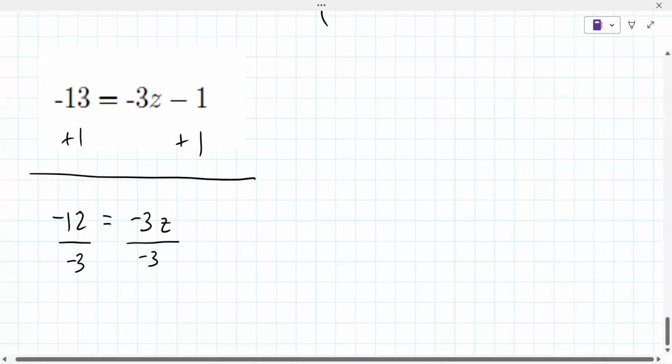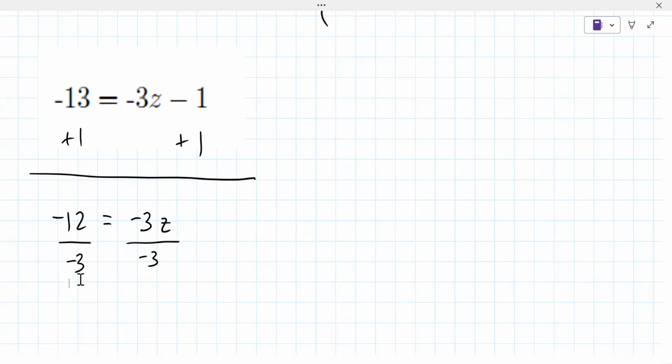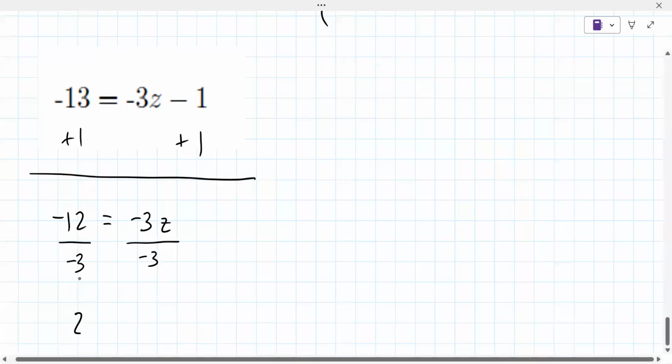You divide by whatever number is in front of z, or whatever number is in front of the variable. What is -12 divided by -3? That's going to be a negative... 4. Z equals 4. Very good. So you did something different. I would recommend writing this down in your notes. So go ahead and copy that down and let me know when you've done that.